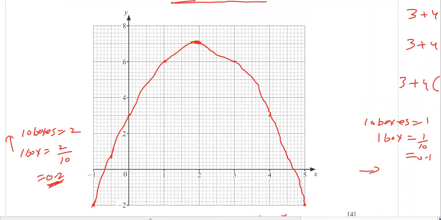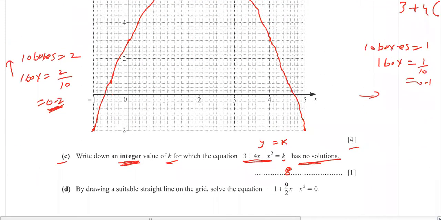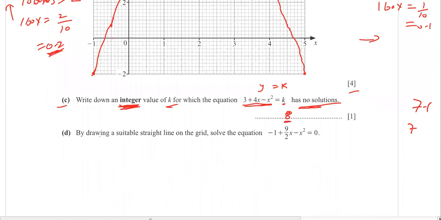But more than 7, like 7.1, 7.2, 7.3, it will have no solution. But the question is saying you must write the answer in terms of integer. So obviously I can't write 7.1. So the next integer after 7, because at 7 it has one solution. After this it will have no solution. So that's why I wrote the integer value 8. And then part D is: by drawing a suitable straight line, solve this equation.